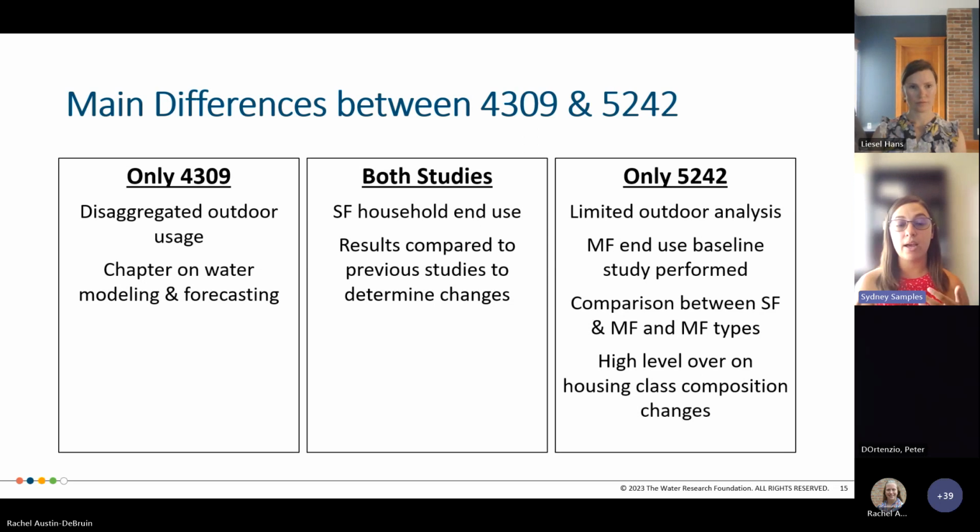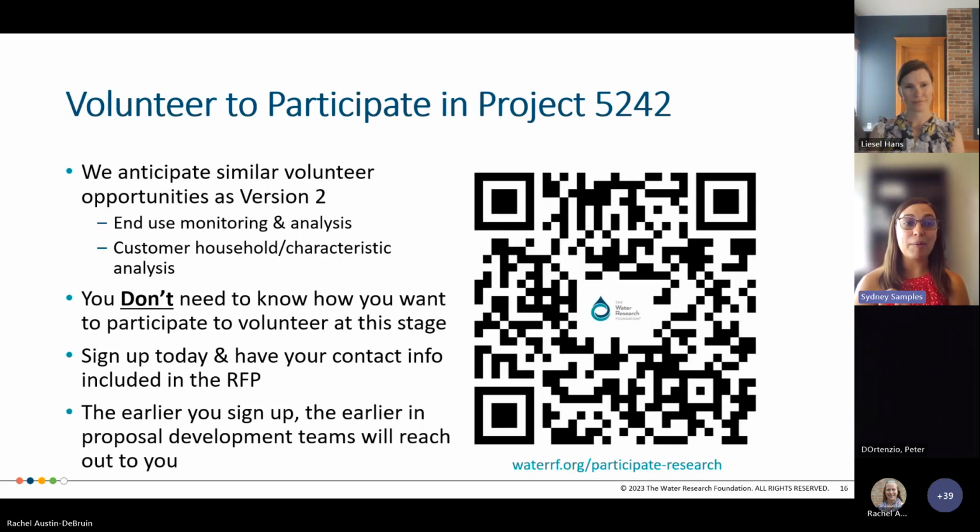And then additionally, there's going to be that high level composition study on housing class. So those are the big differences between this study. Your bread and butter is going to be the same. You're going to have that really good single family household data. But in comparison, in this one, you're also going to be able to have some of that same information on the multifamily side.